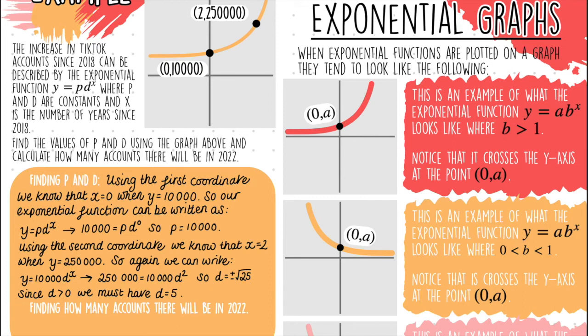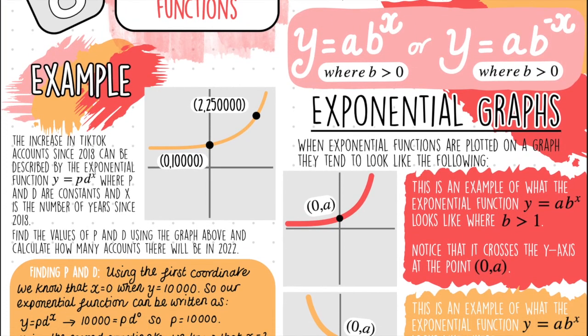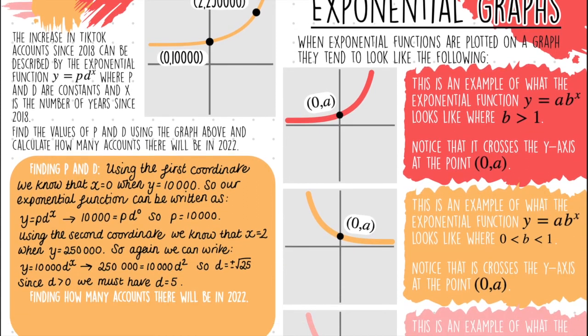Now by the definition of exponential functions, we have that b must be greater than 0. In this example, d is b basically. So we know that d must be greater than 0. Therefore, when we have that d is equal to plus or minus the square root of 25, we know that we must take the positive side. So d is equal to 5. All right, we've found p and d. So technically, the function is y is equal to 10,000 times by 5 to the x. And this describes the number of TikTok accounts since 2018.